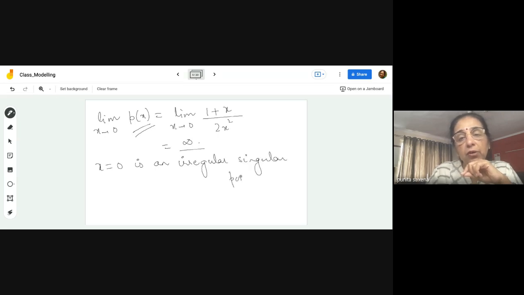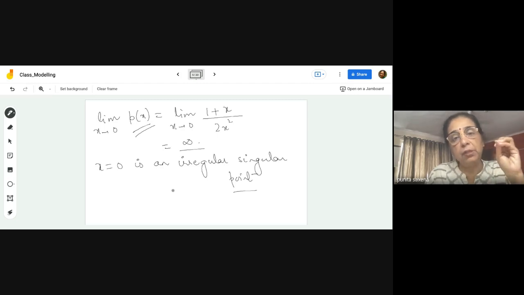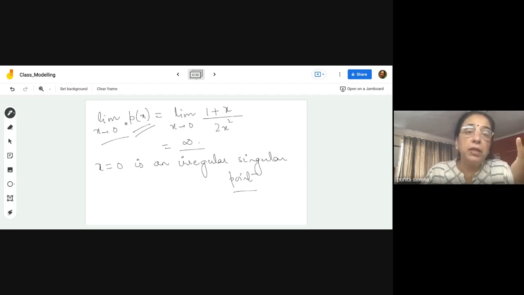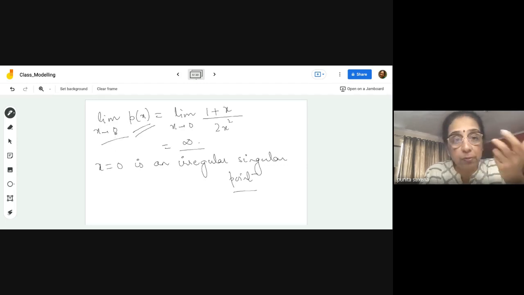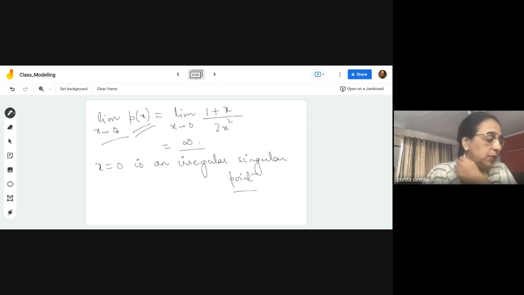Okay, so that's what I said. There you'll have only two options. Either both p and q will turn out to be simple polynomials, and in case that happens, x equal to 0 is a regular singular point. In case they fail to be simple polynomials, then we have to compute the limits. It could be that we have to compute the limits for both p and q. No problem, we can always compute the limits. Computing limits is never an issue.